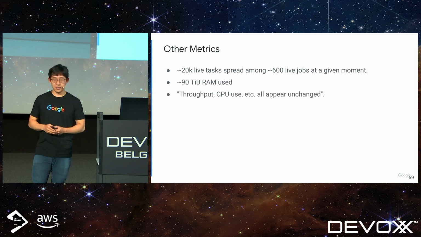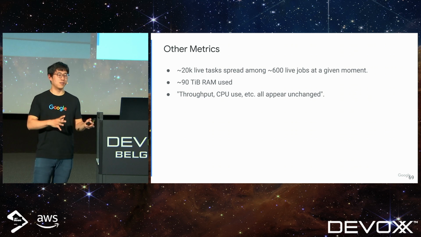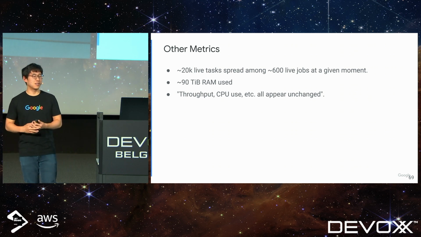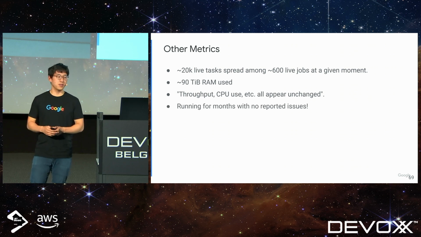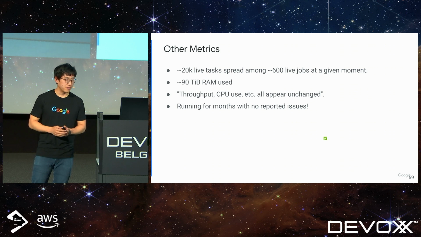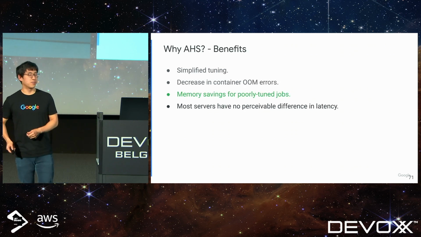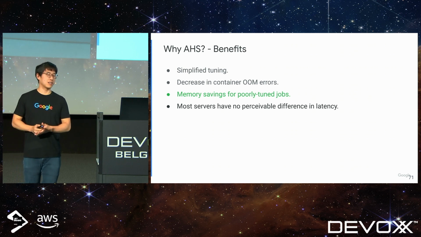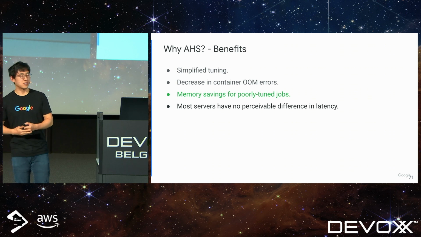And according to the engineer that I've worked with to enable this across their Google Earth jobs, throughput, CPU use, etc., all appear unchanged. And we've been running this for months with no reported issues. But you don't have to take my word for it, because we have another case study. That highlights the memory savings that we've seen for the poorly tuned jobs. And this will provide more graphs to take a look at.